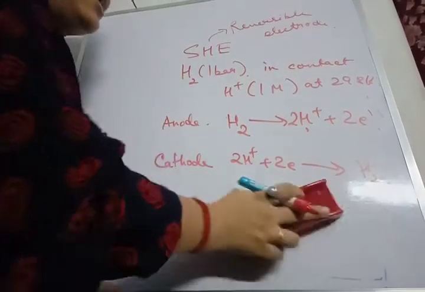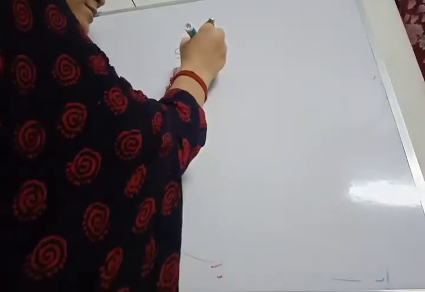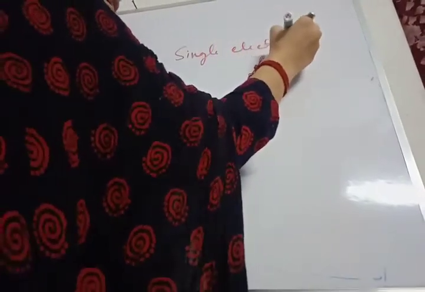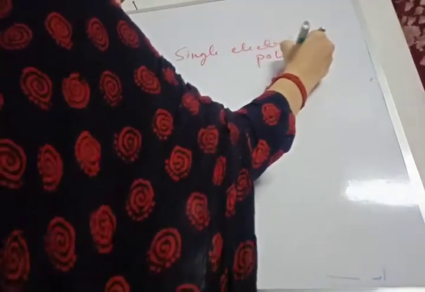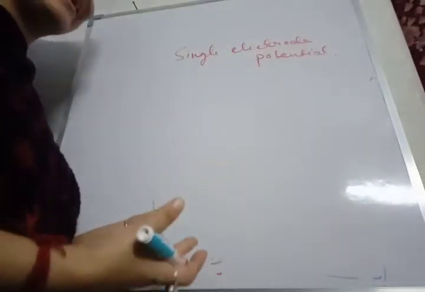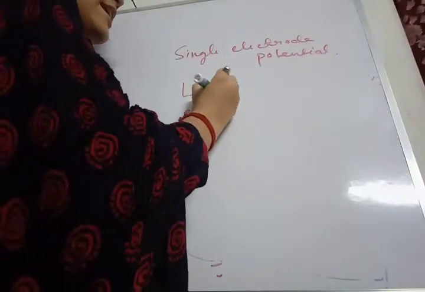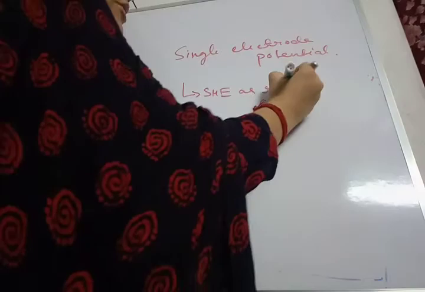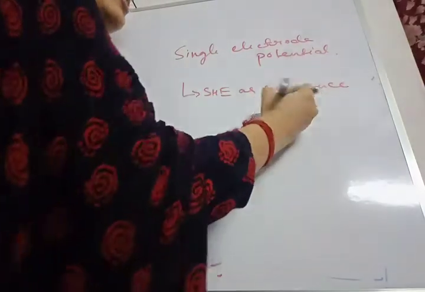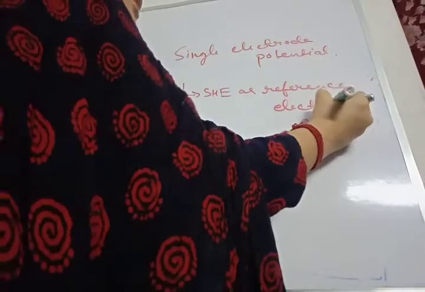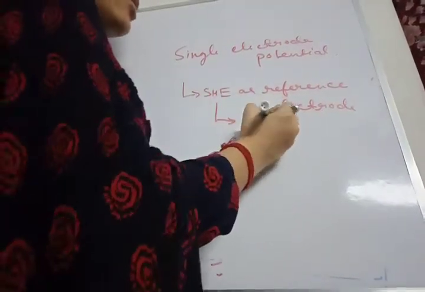Now next one we have single electrode potential. Now what is it? In order to find the electrode potential values for a given electrode, it is coupled with standard hydrogen electrode. Basically, standard hydrogen electrode acts as the reference electrode. Why reference electrode? Because it can act as both cathode and anode. And its potential value is 0 volt.